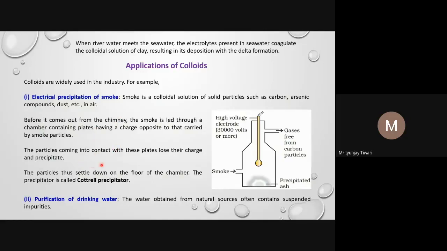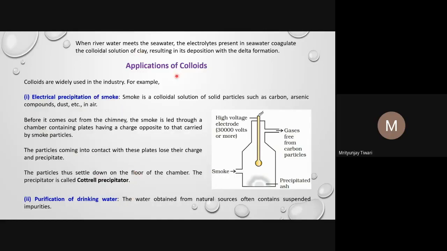So the particles coming into contact with these plates lose their charge and precipitate. When the colloidal particles in the smoke come in contact with these plates having very high voltage, they get neutralized, and so they get deposited. As you can see, the particles settle down on the floor of the chamber, and this kind of precipitator is called a Cottrell precipitator.